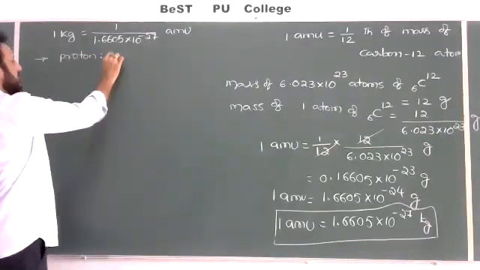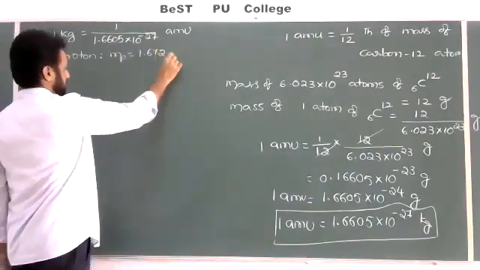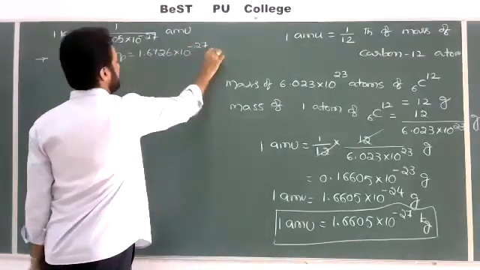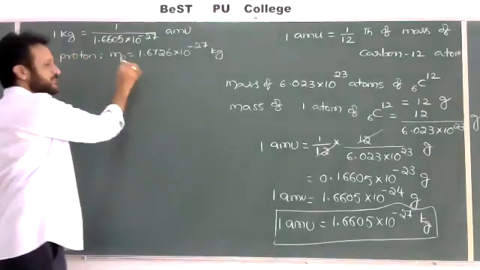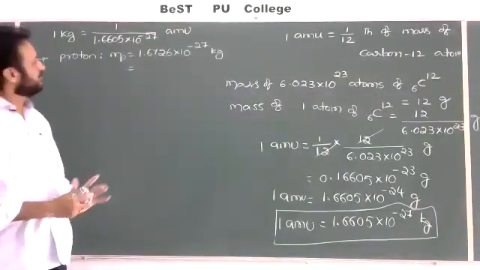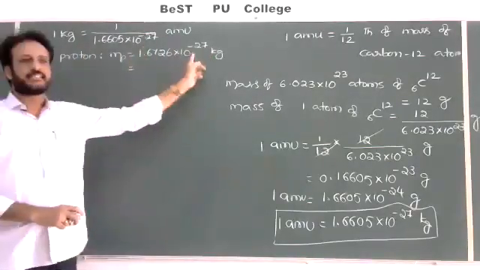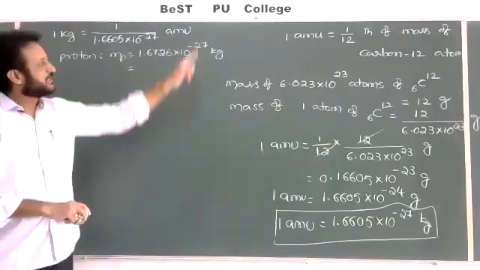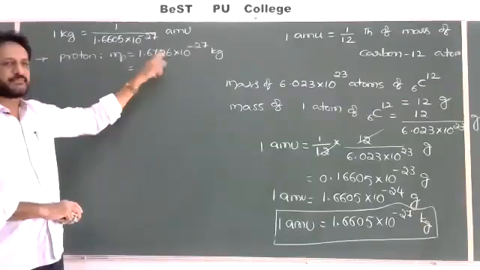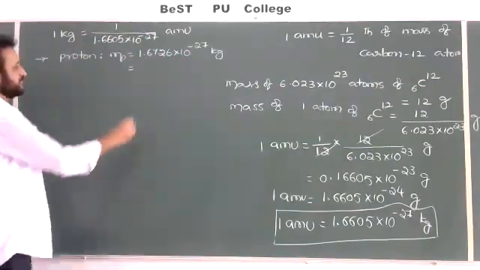Proton means we know the mass of the proton is equal to 1.6726 × 10^-27 kg. But I want to express this value in AMU. How to express this value in AMU? If you want to convert kg into AMU, divide the value by 1.66 × 10^-27. So the 10^-27 gets cancelled. Simple. 1.6726 by 1.6605.